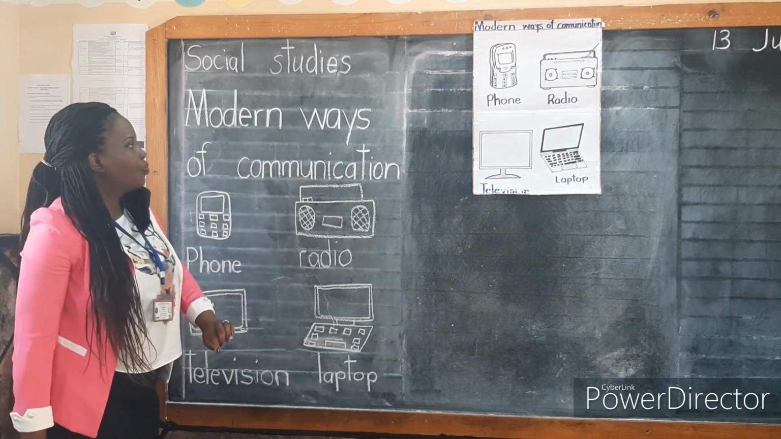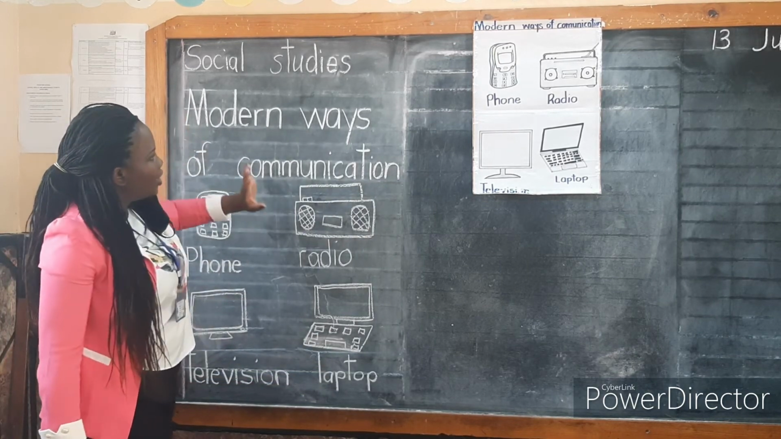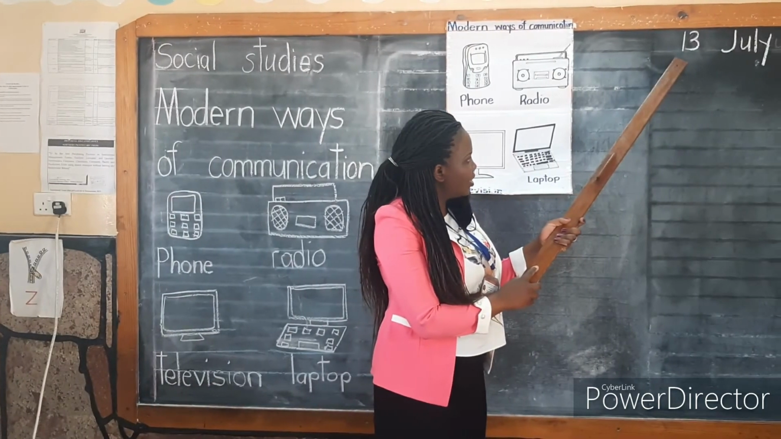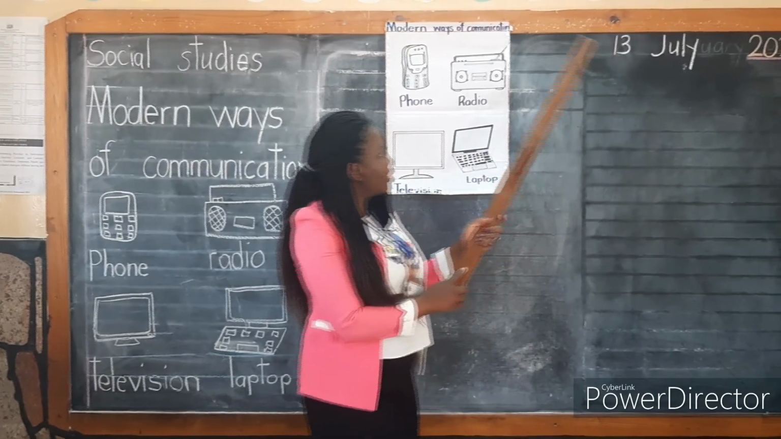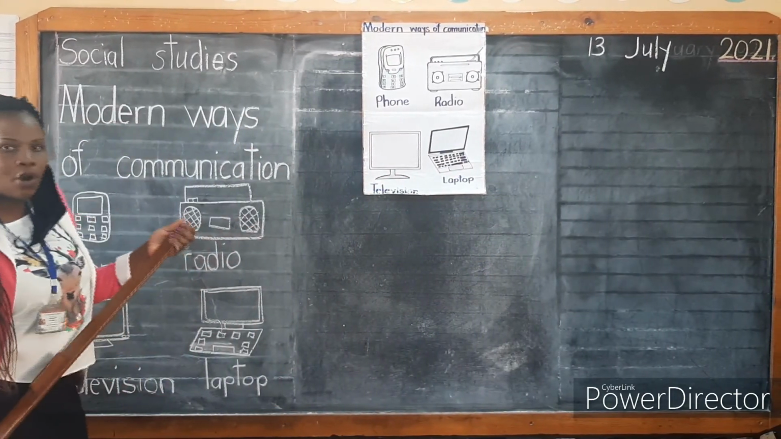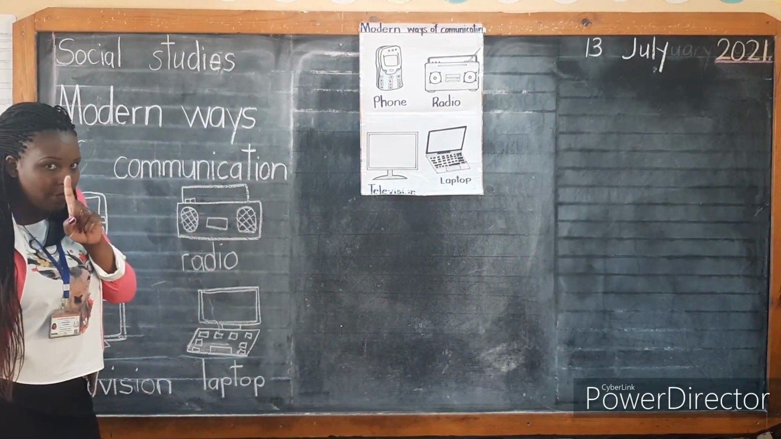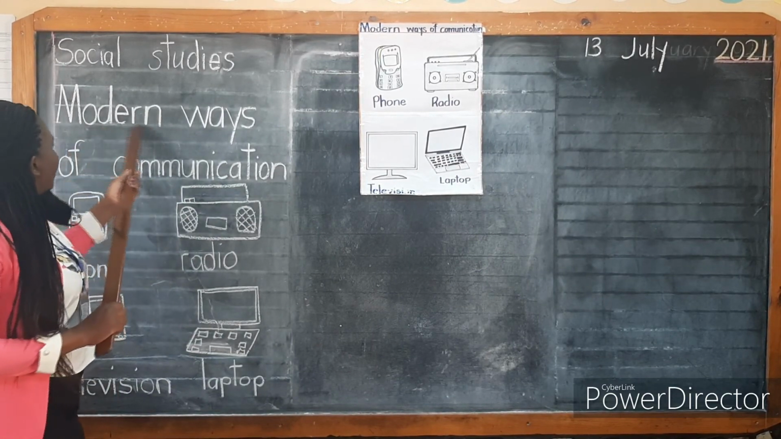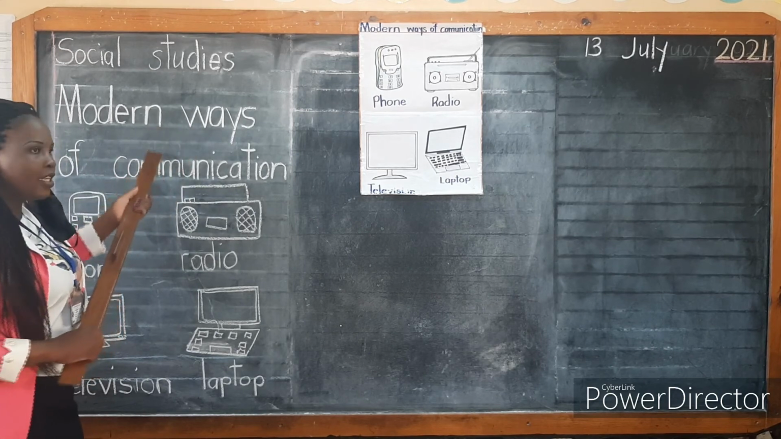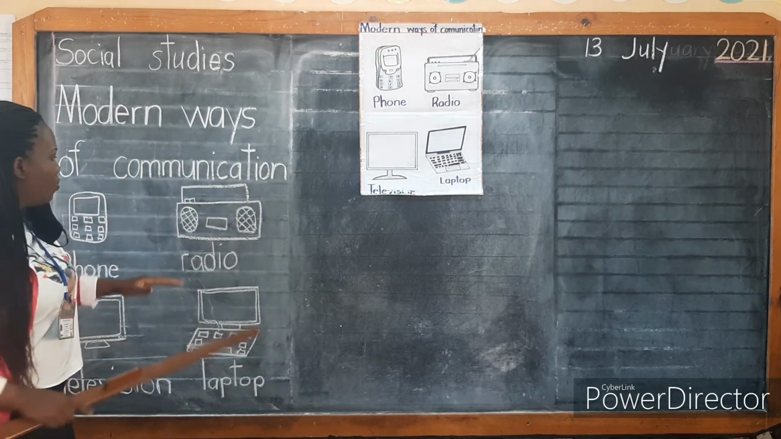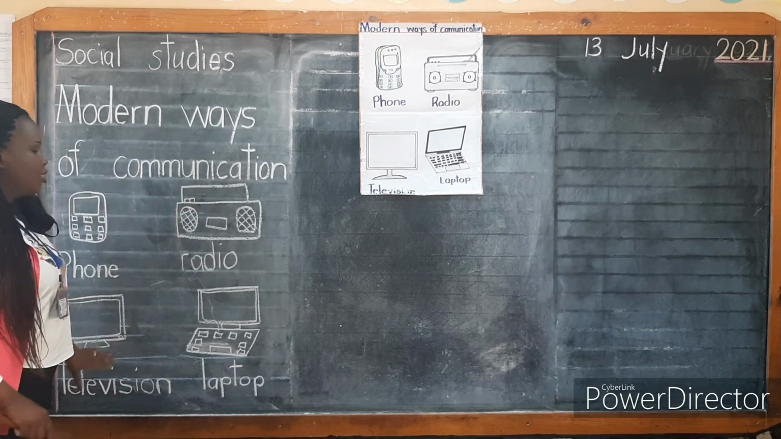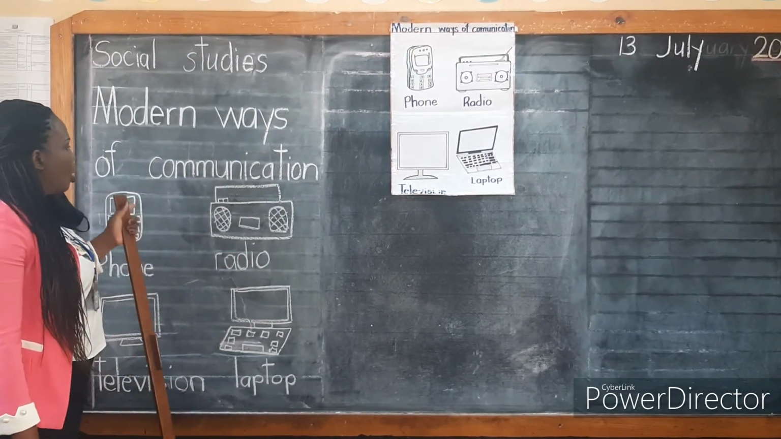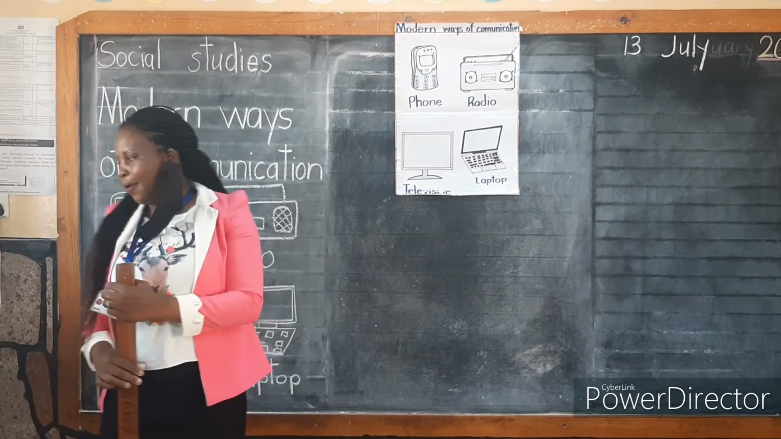So now, what you're going to do is, you're first going to copy the dates. After copying the dates, you are going to write your name. Remember, it's very important to write your name. You write your name, then write the title. After writing the title, I expect you to now put up these drawings that are indicating modern ways of communication.